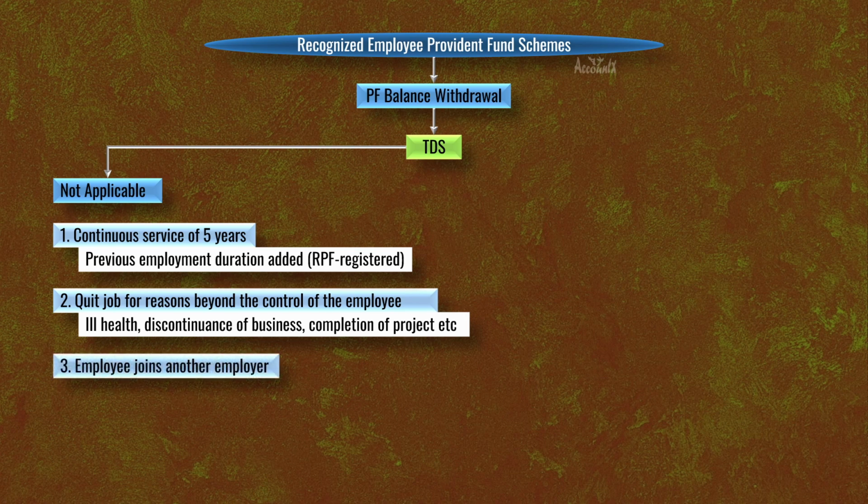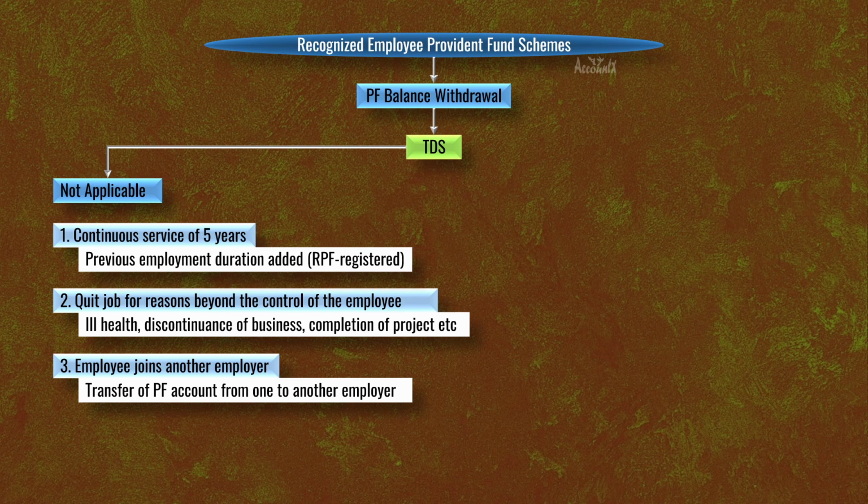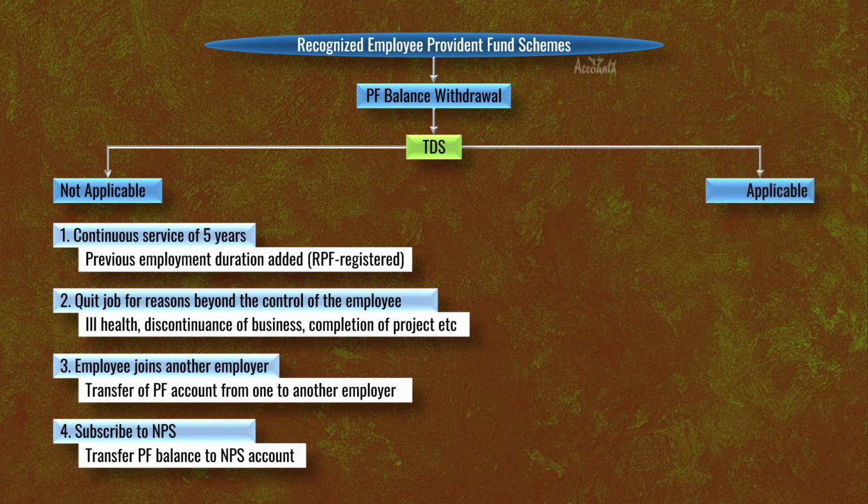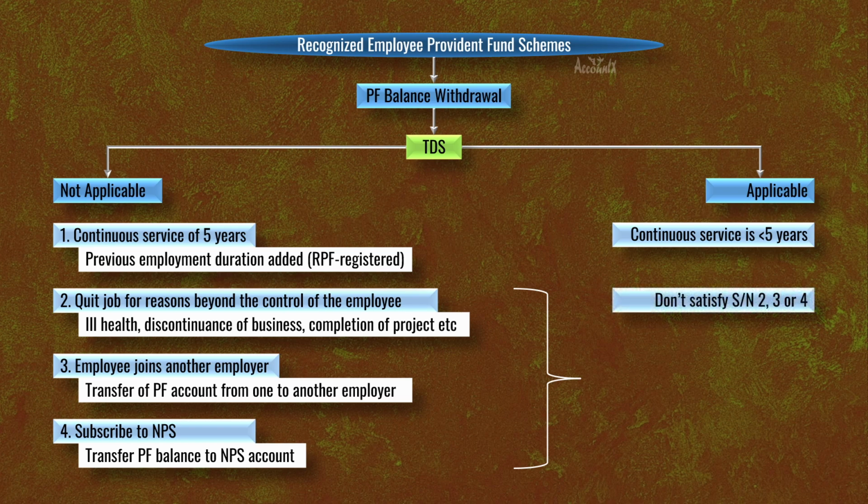Third, when you join another employer and your PF balance is transferred from your previous employer to the current employer. Fourth, when you subscribe to NPS and your PF balance is transferred to the NPS account. In all these four situations, TDS would not be applicable. Let's now see when it's applicable. When your continuous service is less than 5 years and you don't satisfy any of these three conditions, in that situation, TDS would be applicable.